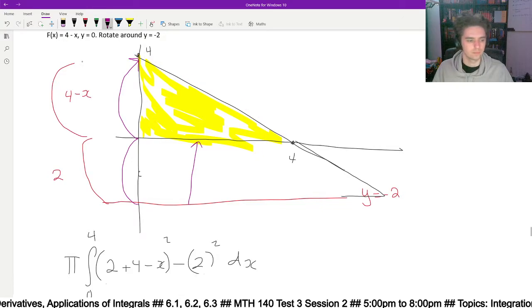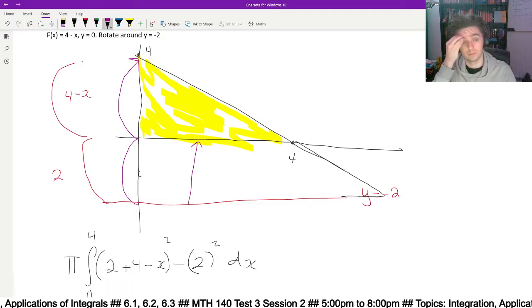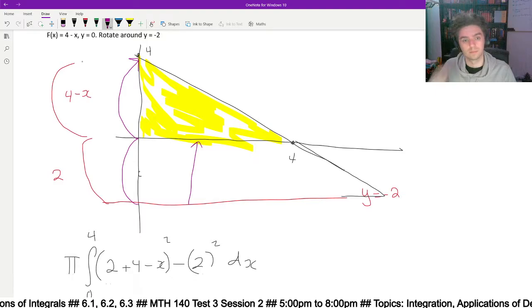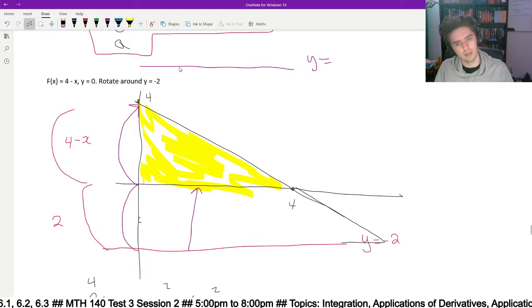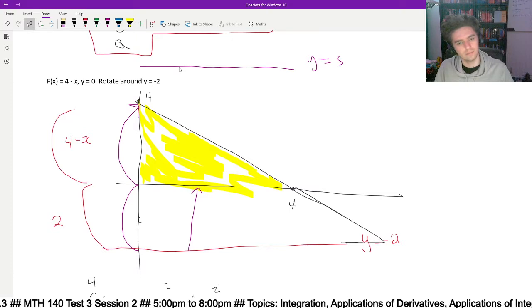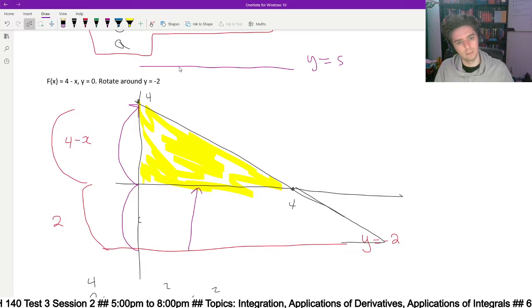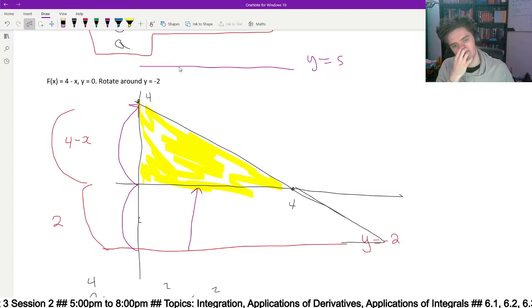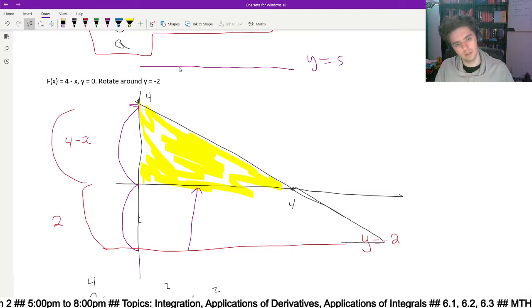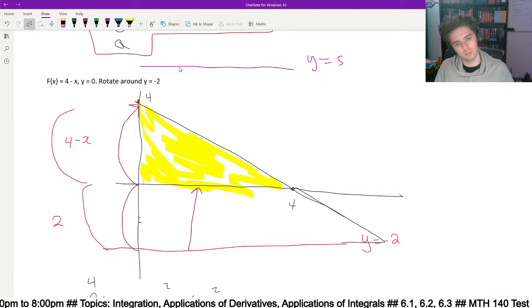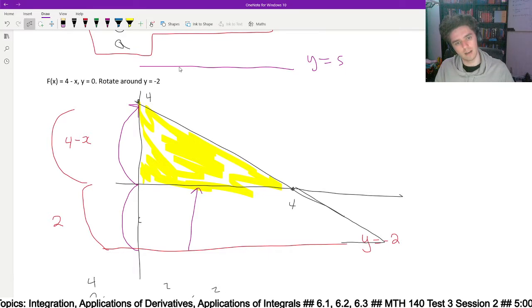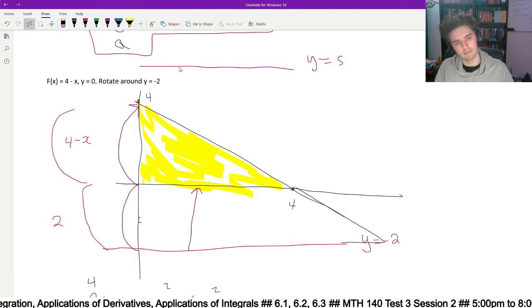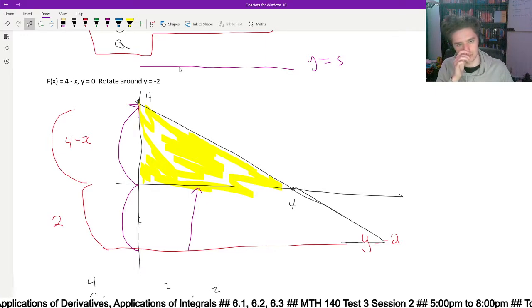Yeah, you would subtract it if the axis of rotation is on the top. So if the rotation was at y equals 5, then the upper limit would still be 5, and the lower one would be 5 minus x. Yeah, 5 minus 4 minus x.